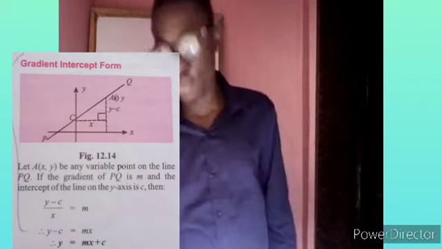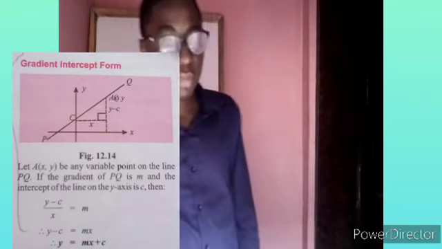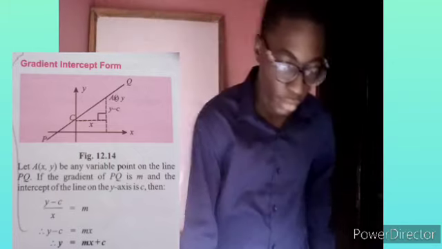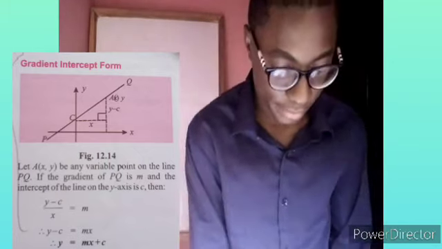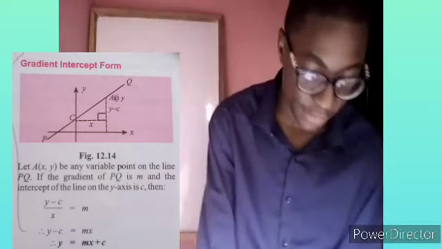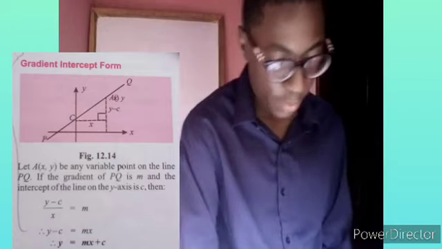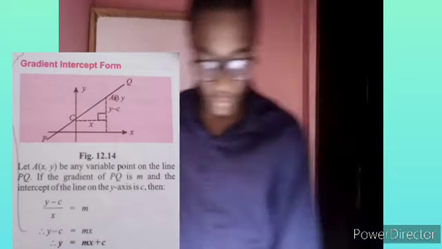Now, there are different ways of expressing the equation of a line, different forms. We have the gradient intercept form. We have the gradient and one point form. We have the two point form. We have the perpendicular distance from the origin form. We have the general form.